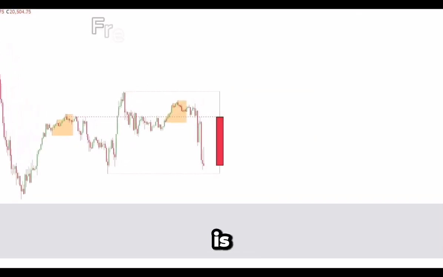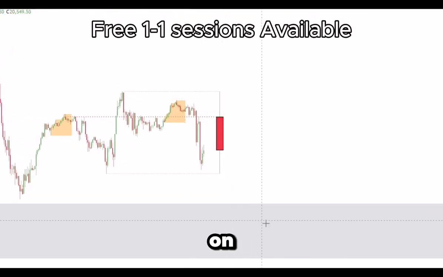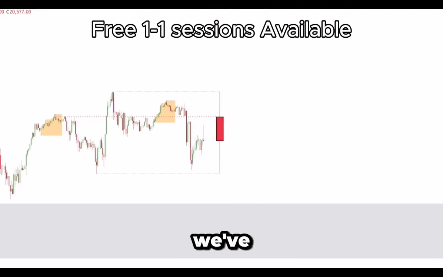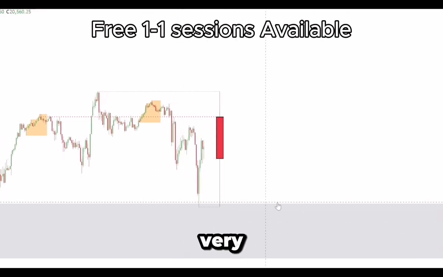Notice how the weekly candle is behaving, right? This is now the weekly candle playing on the 15-minute time frame. So now that we've mitigated the zone, right? From here, we've had a very, very sharp mitigation.